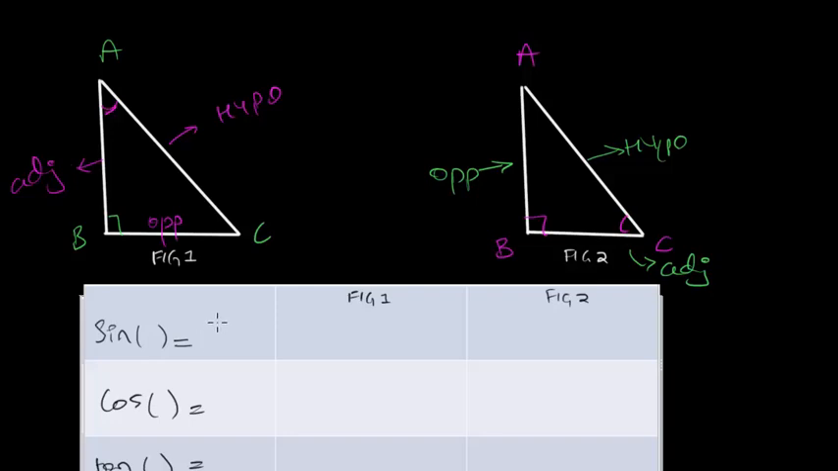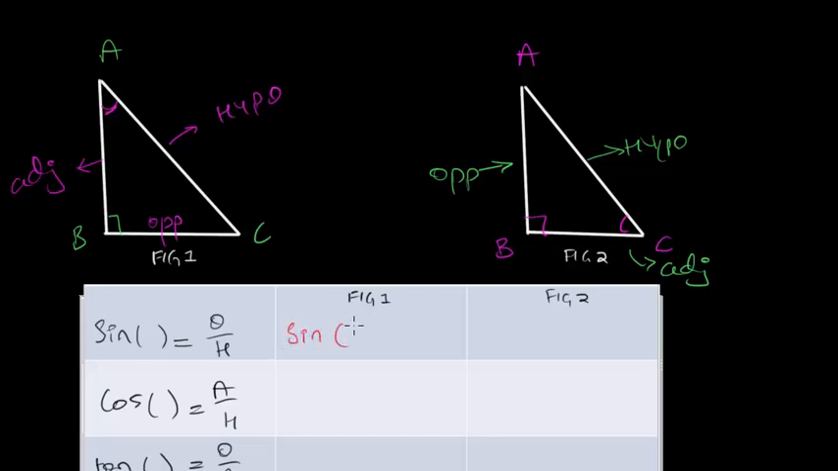So sine is O by H, cos is A by H, tan is O by A. What is O here? It is the opposite side. H stands for hypotenuse, A stands for adjacent. So sine is O by H, cos is A by H, tan is O by A. This you have to learn by heart. So let me explain it a bit more clearly.